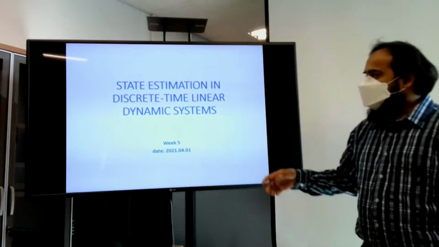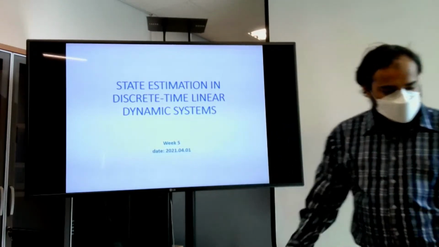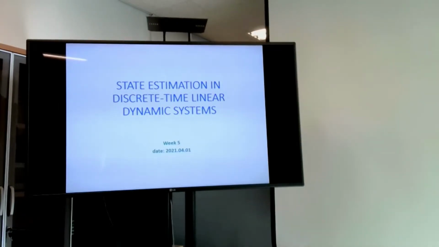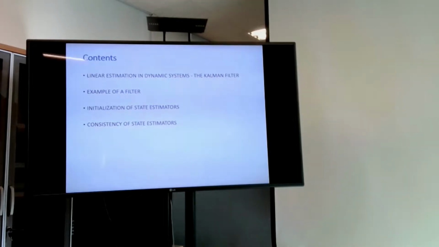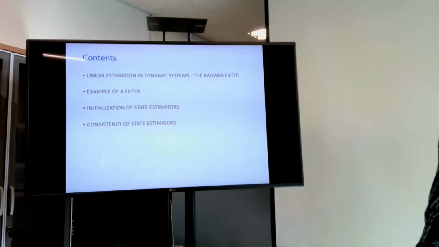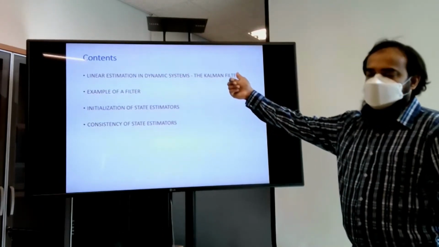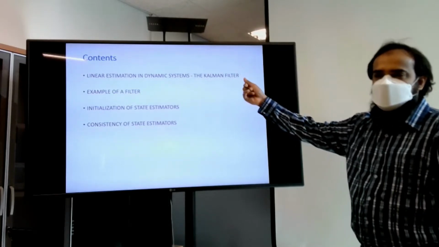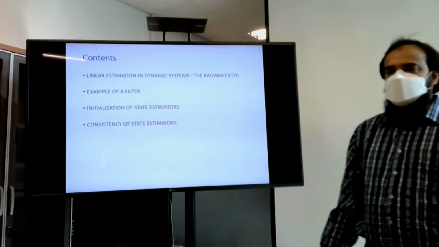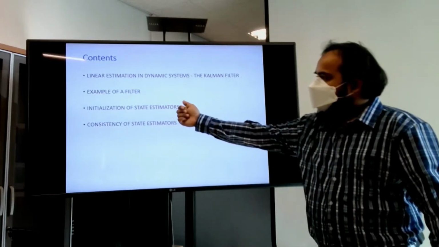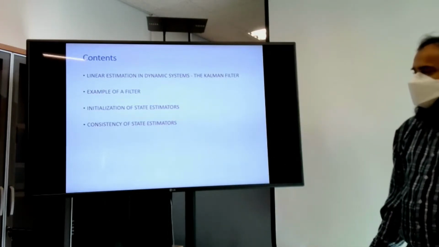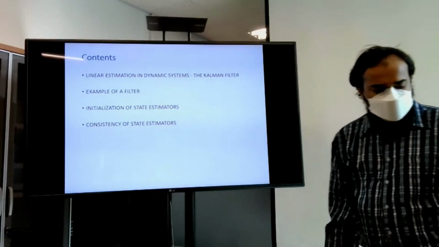So we are only taking this chapter and will study the estimation algorithm for a discrete time linear dynamic system. The content of this chapter is linear estimation and dynamic systems, where we study the Kalman filter and how we can apply the Kalman filter estimation for tracking some object, an example of a filter, then initialization of the state estimators and consistency of the state estimator.